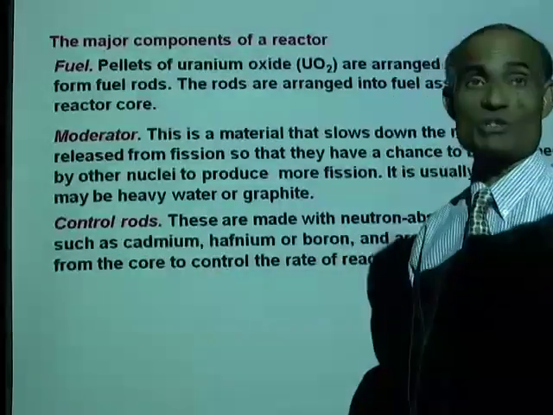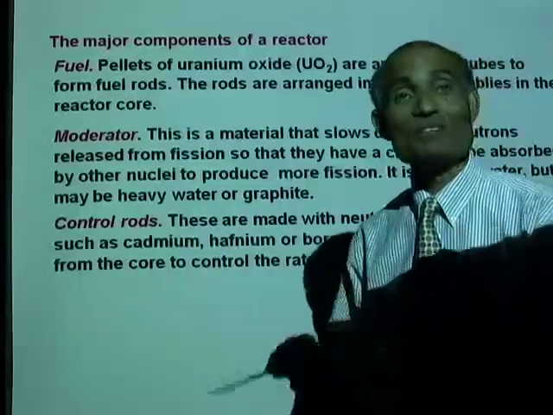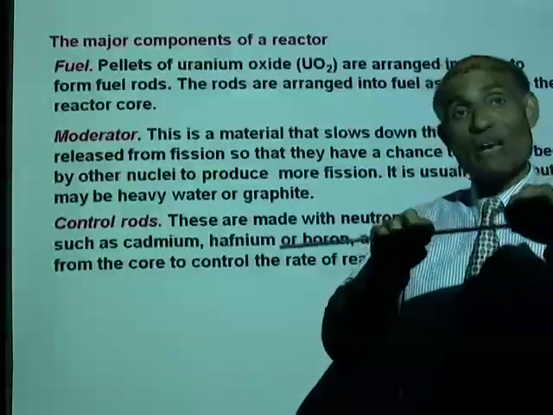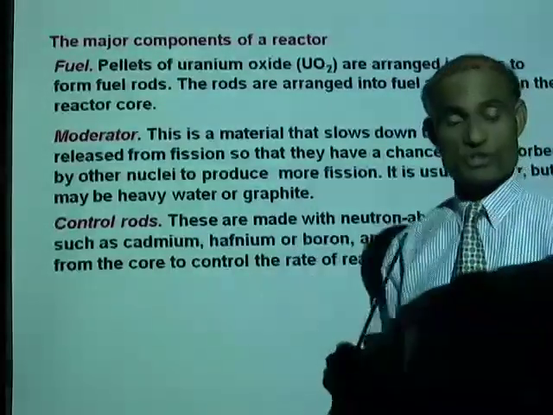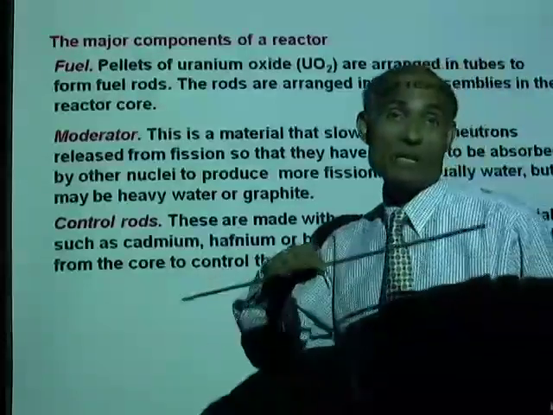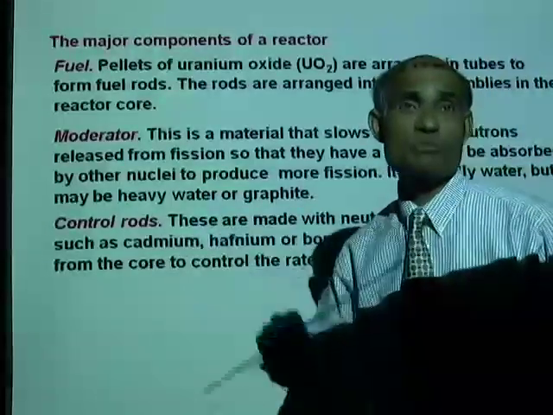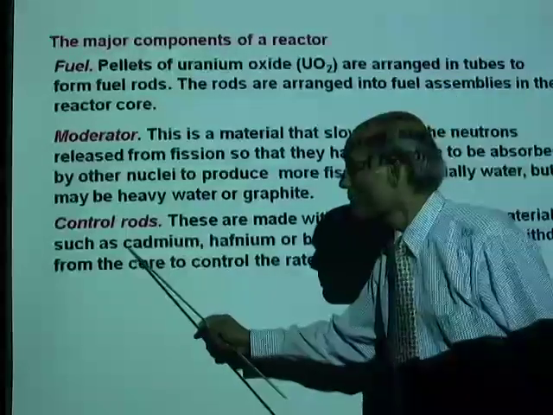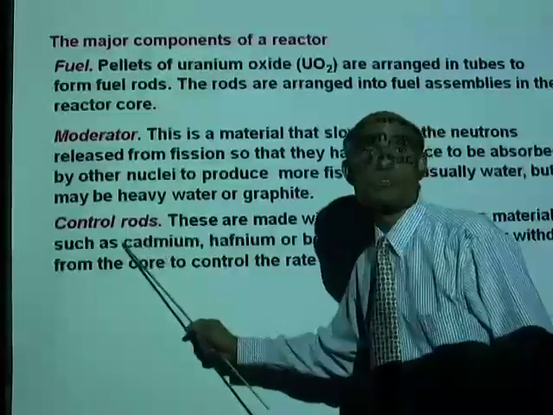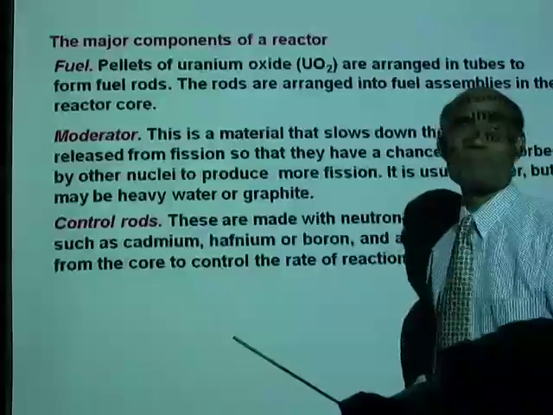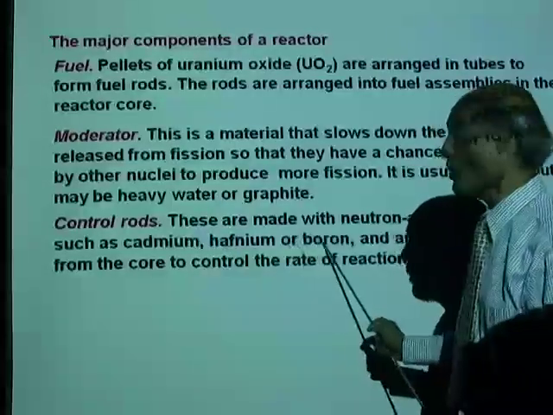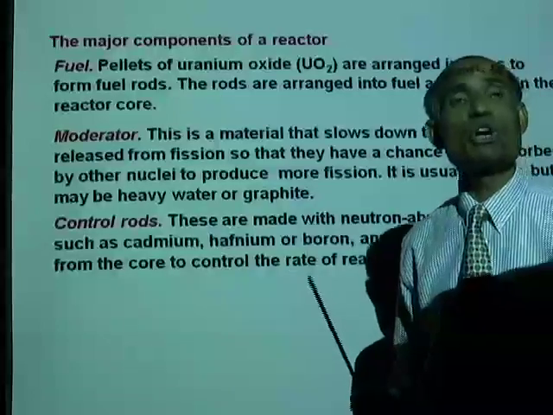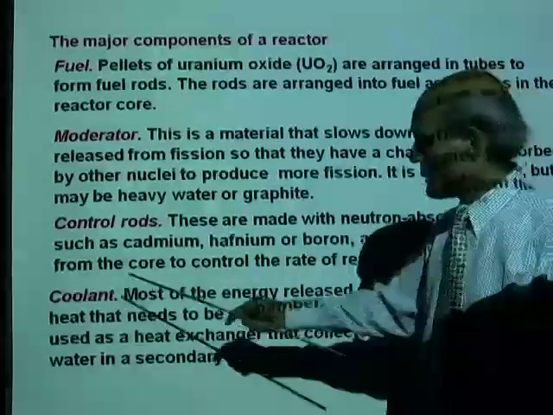Now, control rods, we again talked about it. Control rods are controlling devices, materials that can absorb neutrons so that the chain reaction can be allowed to proceed at a controlled rate. And the most commonly used materials are cadmium, hafnium, or boron. They are all effective nuclear absorbers.